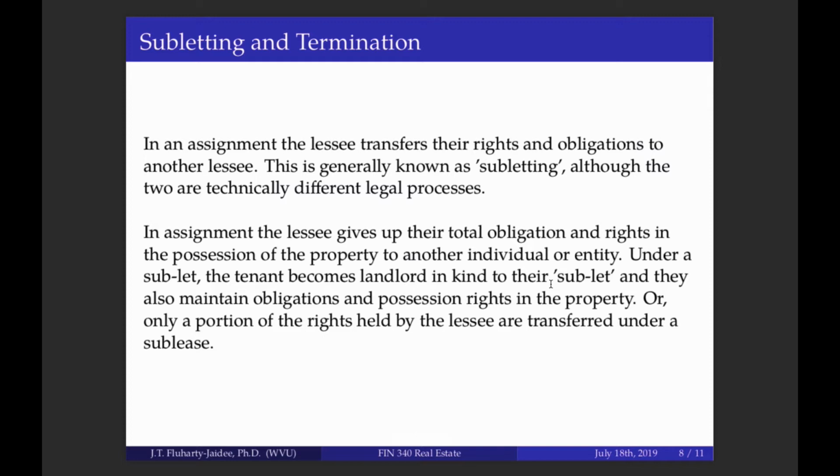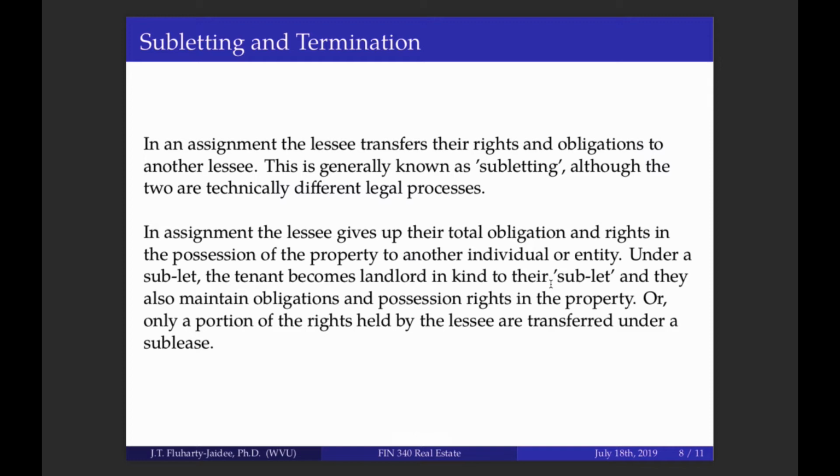Okay, in subletting and termination, you can sublet your lease agreement or assign it. In an assignment, what you're doing there is actually providing the lease transfer of rights completely to another individual. So you're no longer going to be the lessee, you're going to give it to someone entirely different or an entirely different entity. This is generally known in today's parlance as subletting, although they're not the same thing.